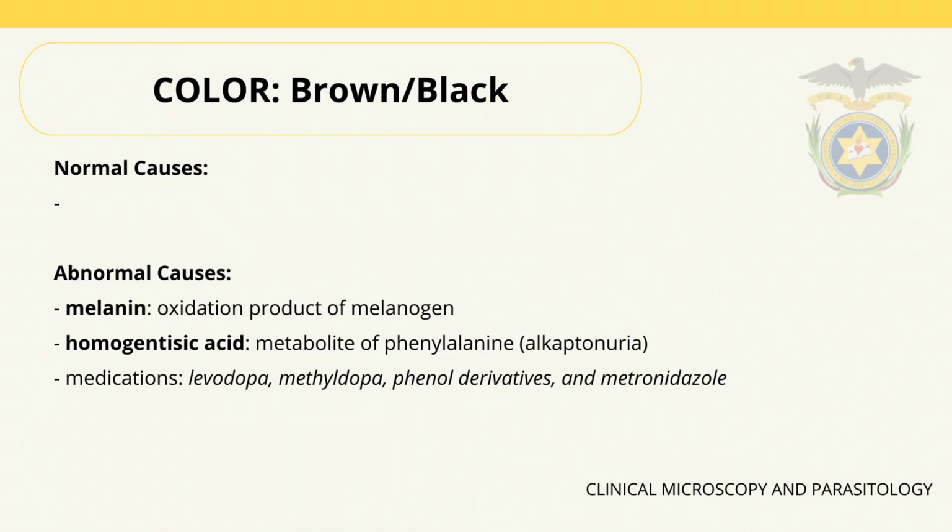And next, there are no normal causes that give urine a brown or black color. But abnormally, this can be caused by melanin, which is an oxidation product of melanogen, and also homogentisic acid, which is a metabolite of phenylalanine that can be seen in alkaptonuria. Medications that can also cause brown or black urine are levodopa, methyldopa, phenyl derivatives, and metronidazole.